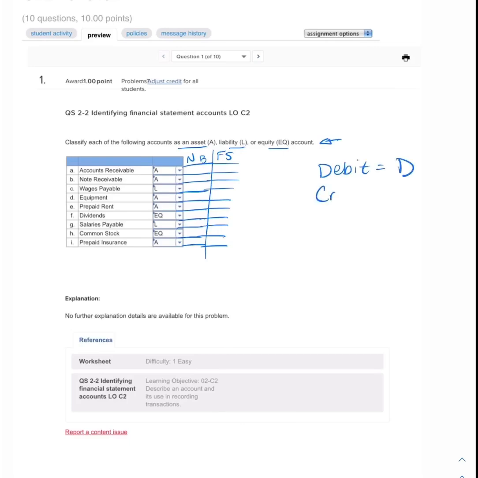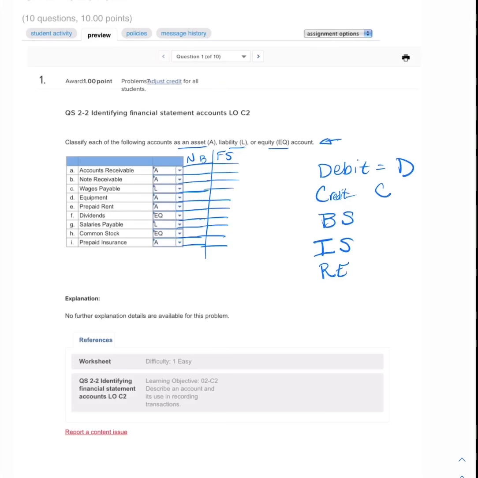If it is a credit, I'm going to say C. And if it is the balance sheet, I will say BS, or the income statement, I will say IS. And if it is dividends, or the statement of retained earnings, I will just put RE. Okay. So that's how we'll handle these classifications.